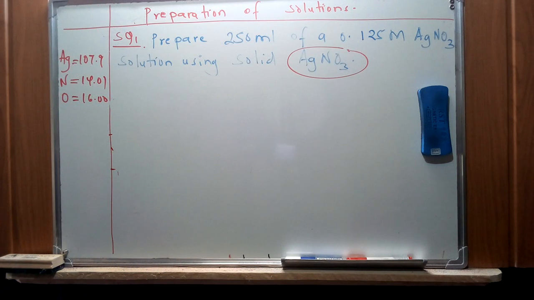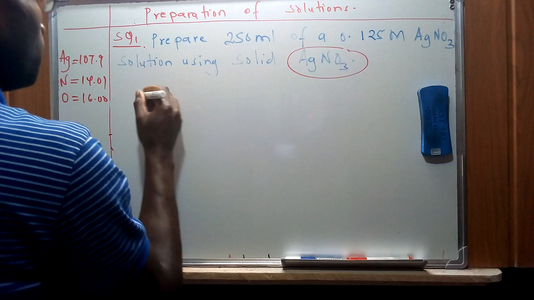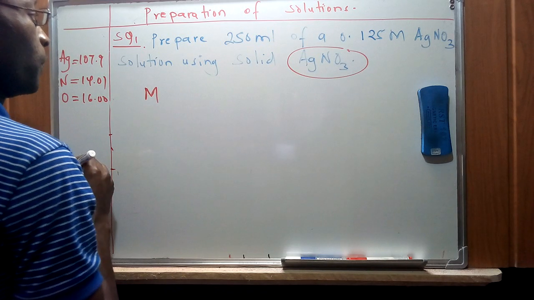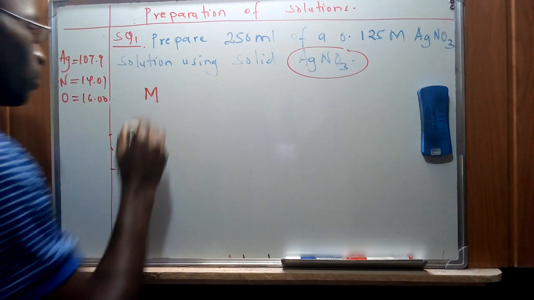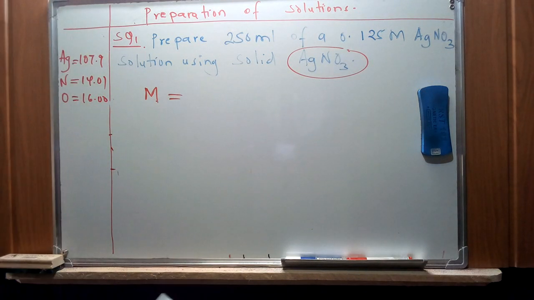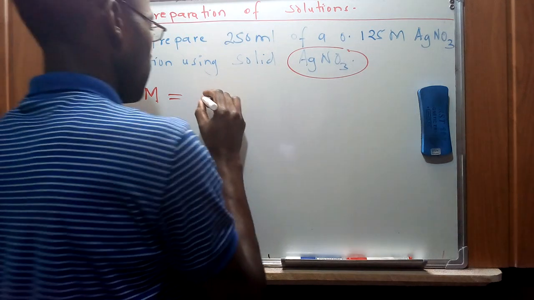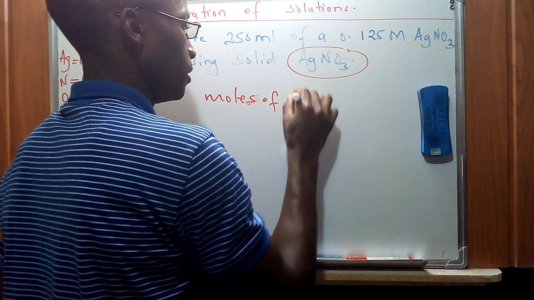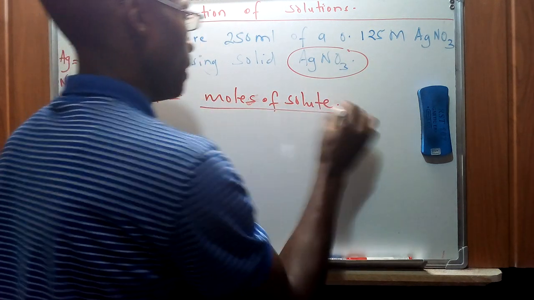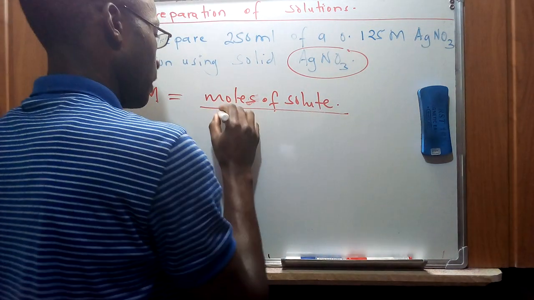As I've said, a molar solution is a solution that contains 1 mole of a solute per liter of solution, and generally we can abbreviate it as capital M. So whenever we use that, it's going to imply molarity. The molarity of a solution is given as the number of moles of a solute per liter of the solution.